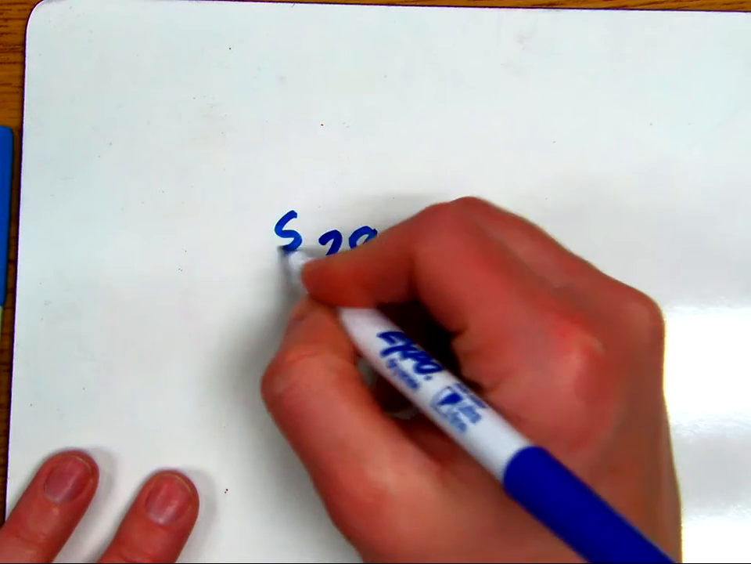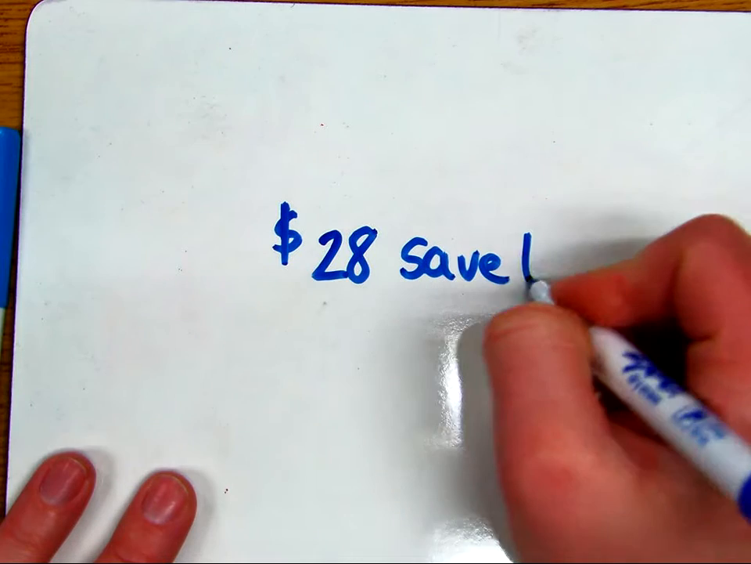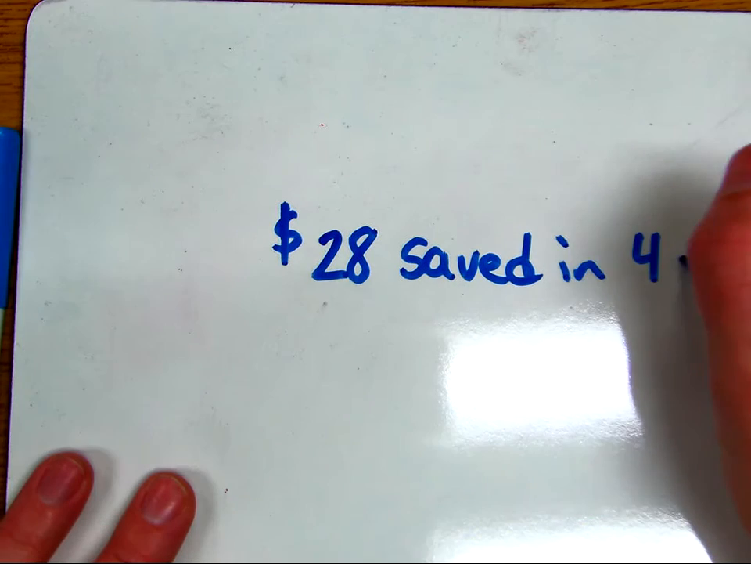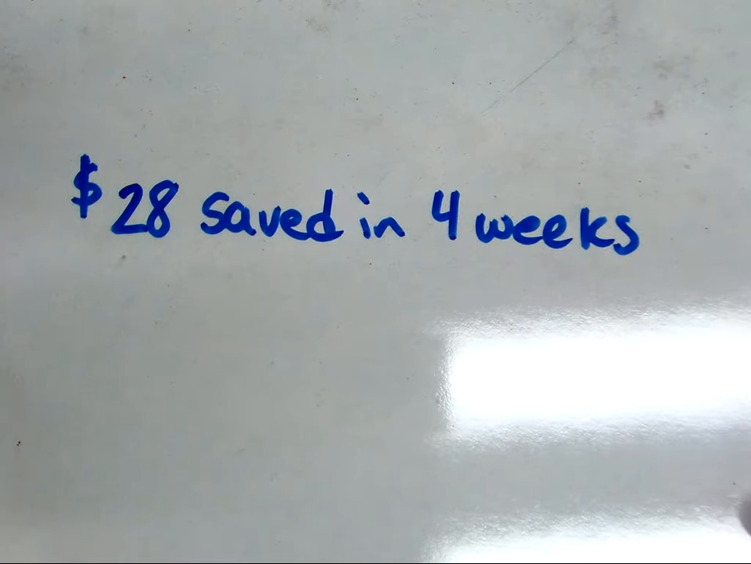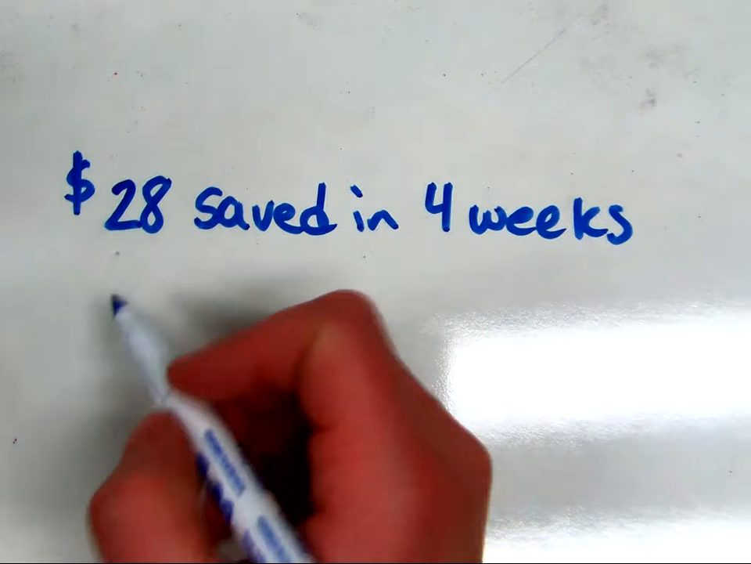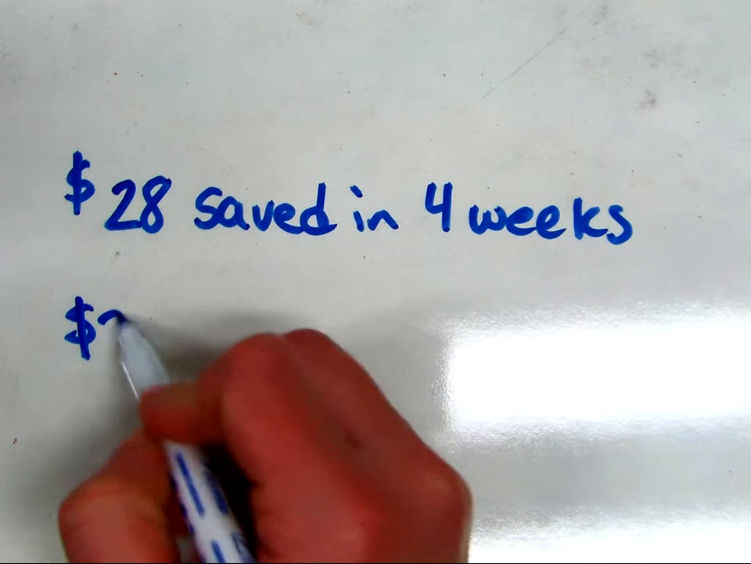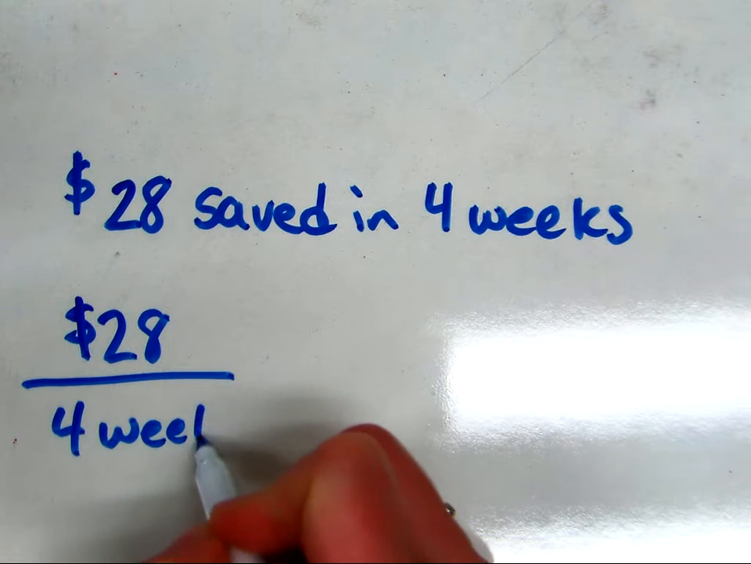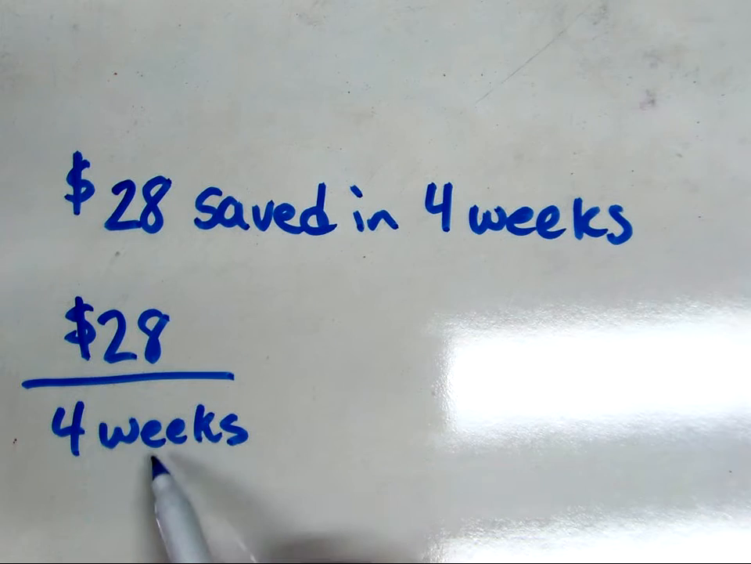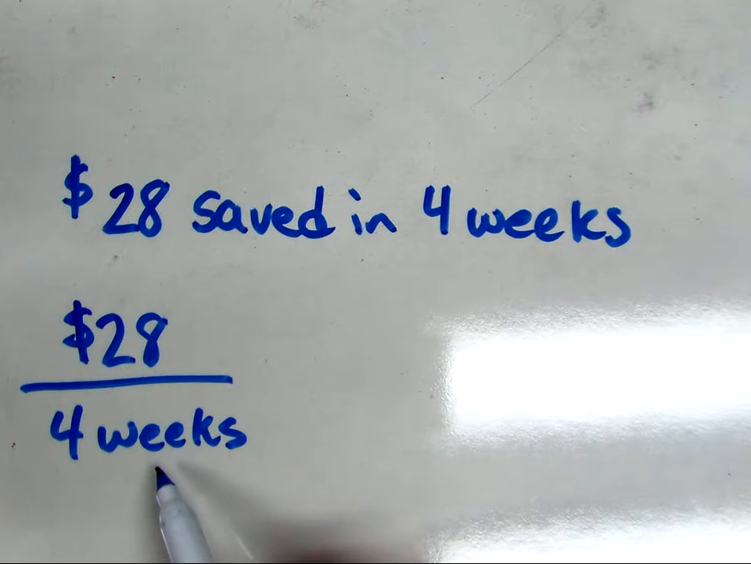So if the rate is $28 saved in 4 weeks. My strategy for solving these problems is kind of making a ratio table, but not quite officially. I'm going to take the $28, write it on top, and put the 4 weeks underneath. And yes, you do need to have those units, those labels on there.